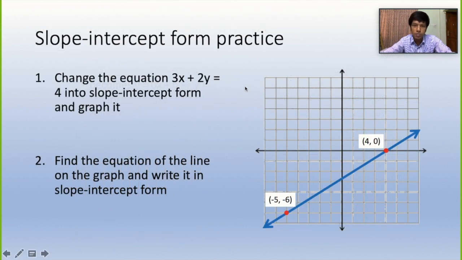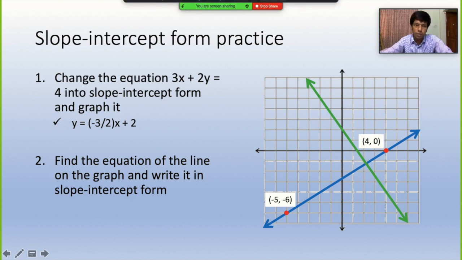Slope-intercept form. This is more practice. Change this equation into slope-intercept form. Basically, you just transfer all the terms to the other side and do the calculation. So y equal to what? If you send the 3x to the other side, and this 4 is on the other side, then divide both sides by 2, you get it. Let me show you.